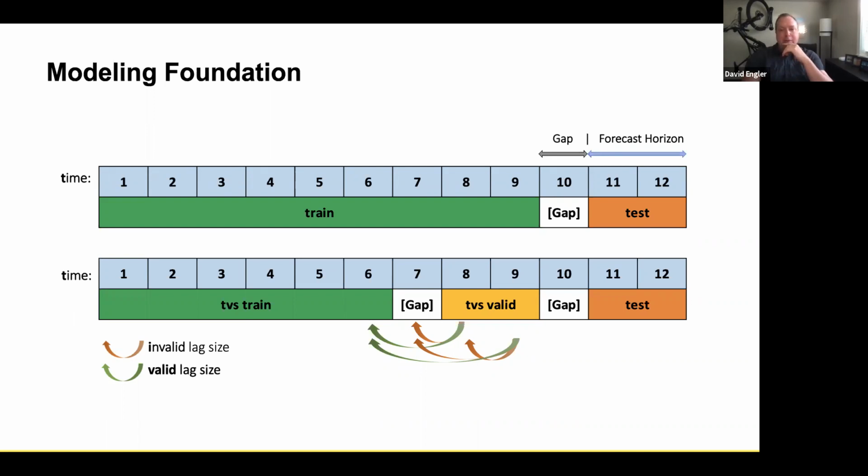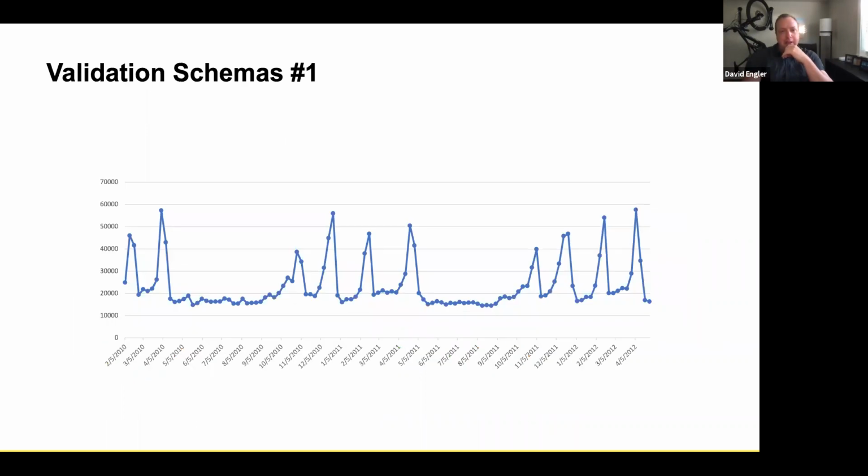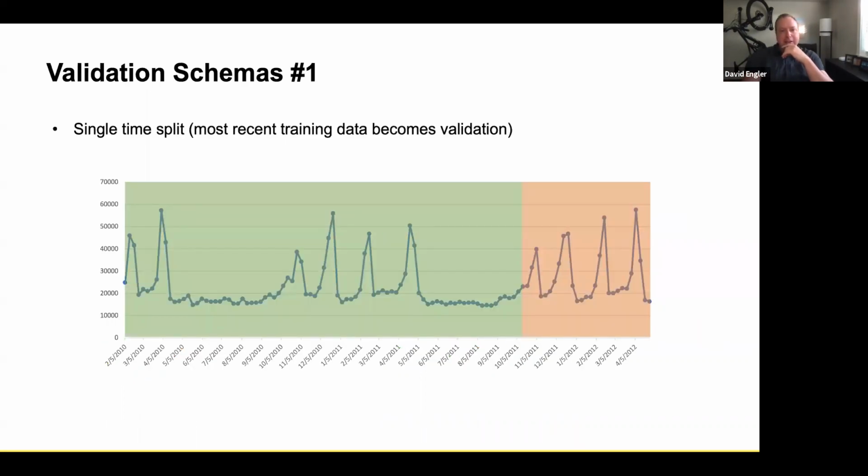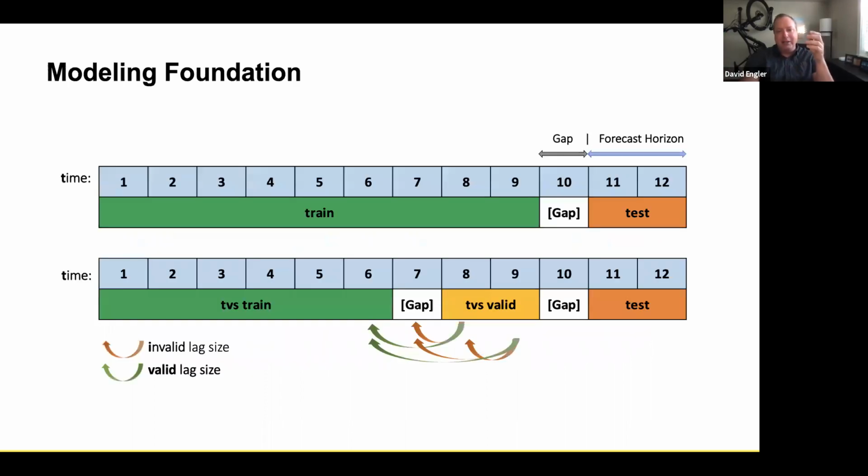So let's talk about how Driverless might replicate the structure of this gap and of the forecast horizon back into the data. There's a couple ways in which this could happen. One way is just a single time split, where the most recent training data becomes your validation data set. By validation, again, I'm talking about this gap, this structure that's been replicated within the training data. This is your validation scheme. So it's the yellow along with the preceding gap there in the lower part of the graph.